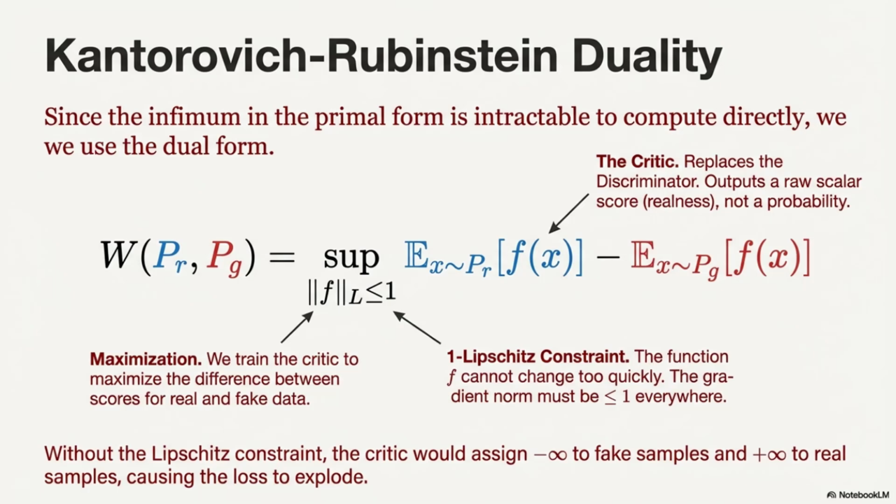This is where we swap out our discriminator for a new thing called a critic. Instead of just saying real or fake, the critic gives a raw score for how real something feels. But there's a crucial rule it has to follow, the one Lipschitz constraint. All this really means is that the critic's function can't change too wildly. If we don't enforce this rule, the whole thing just breaks.